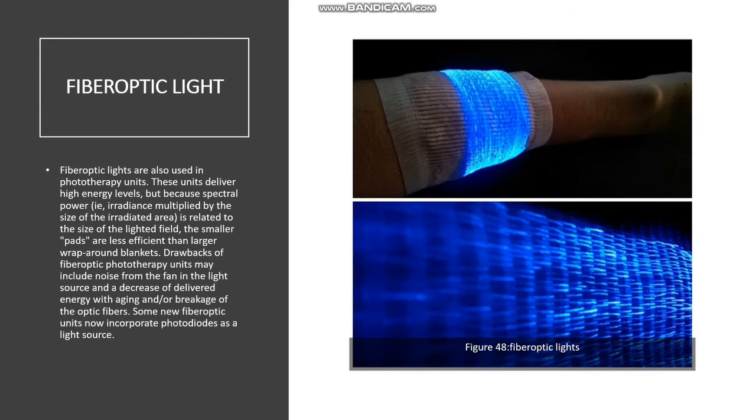Fiber optic light. Fiber optic lights are also used in phototherapy units. These units deliver high energy levels, but because spectral power is related to the size of the light field, the smaller pads are less efficient than larger wrap-around blankets. The drawbacks of fiber optic phototherapy units may include noise from the fan in the light source and a decrease of delivered energy with age and/or breakage of the optic fiber.